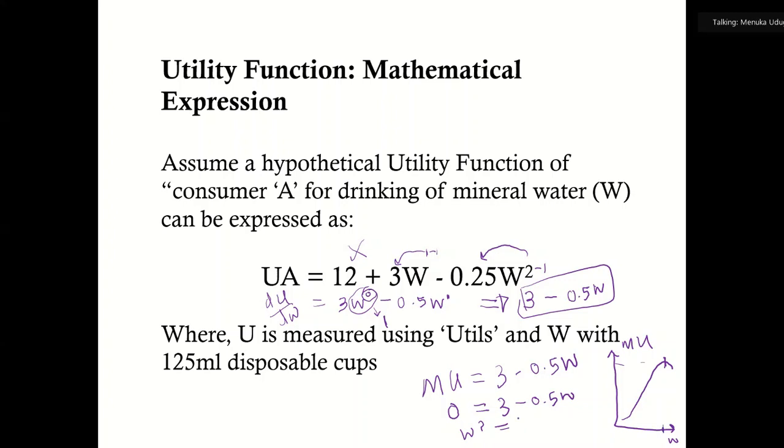Here, W would be 6, isn't it? Make it a circle, W is 6. So that is the number of water glasses that you consume to maximize your satisfaction, okay? That is if water is free.